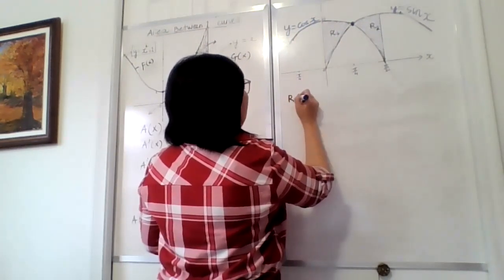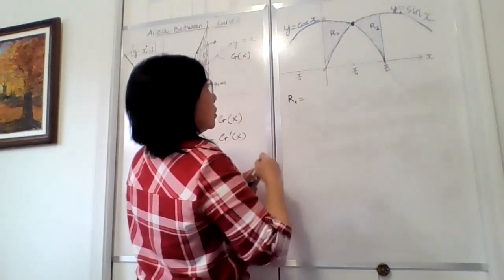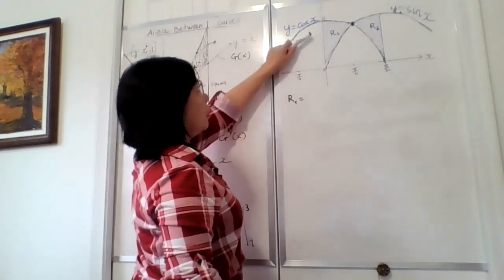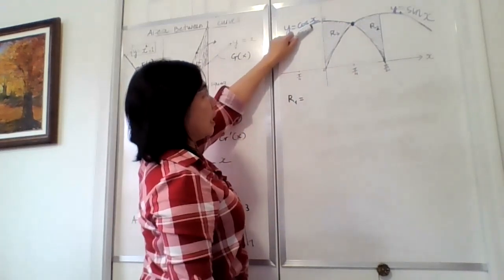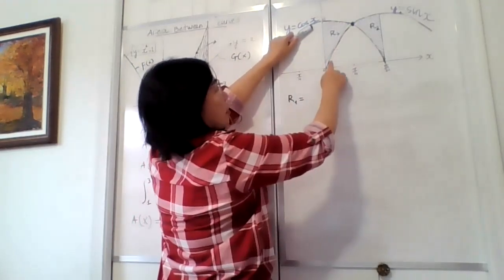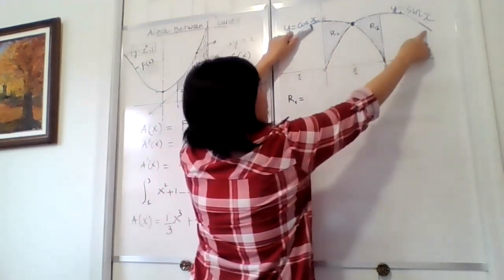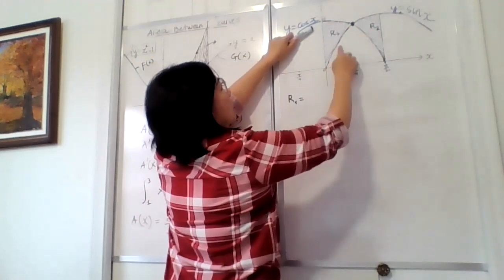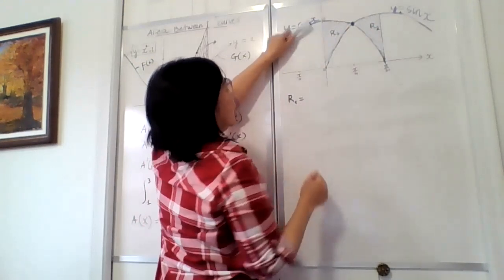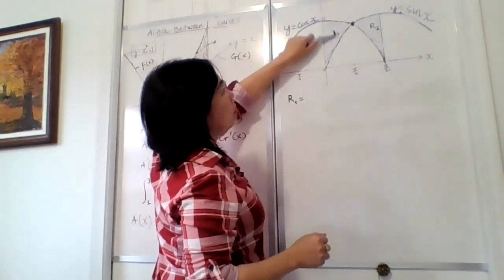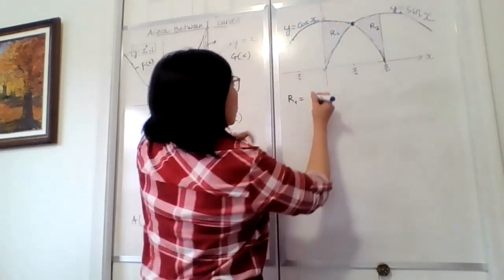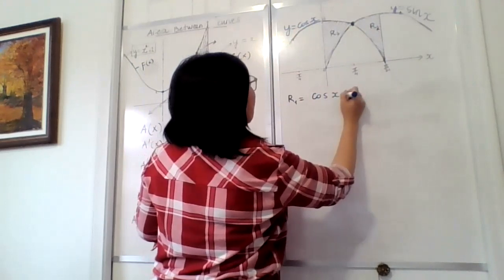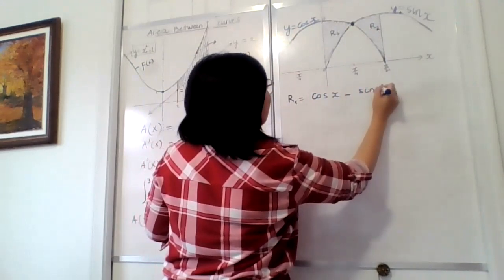For region 1, we have to notice what curve is above and what curve is below. The above function is cos x. The below function is sine x, right? This is the sine x continuing here, from here all the way to here. So this is sine x and this is cos x, and cos x is above sine x. So we're going to say R1 will be equal to cos of x minus sine of x.